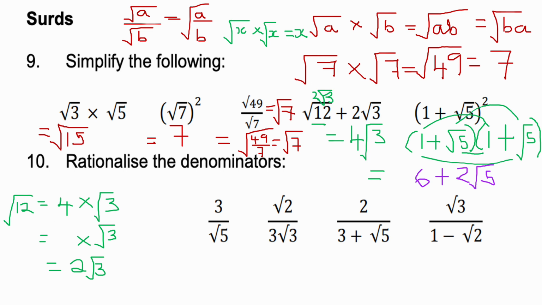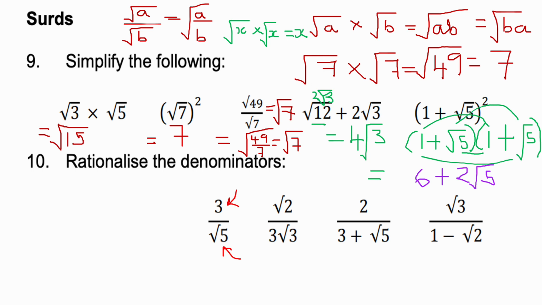Right, we are now looking at the next section, which is rationalizing the denominator, okay? And all this is to do with is making it so I don't have a surd on the denominator of my fraction. So this is my denominator, and this is what I call my numerator, okay? Just refresh your knowledge on that. So 3 over root 5.